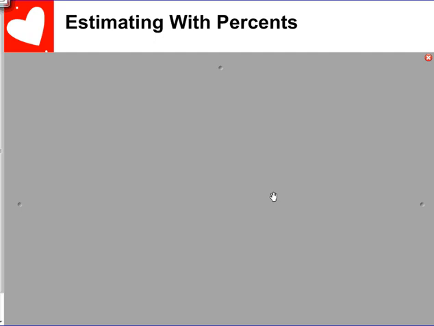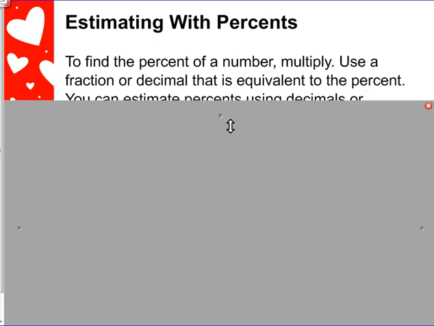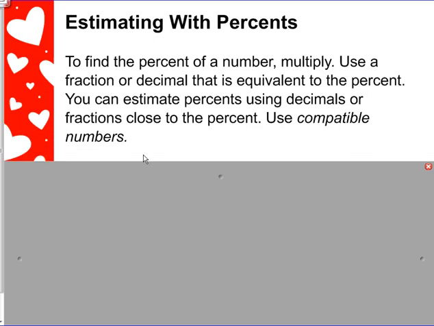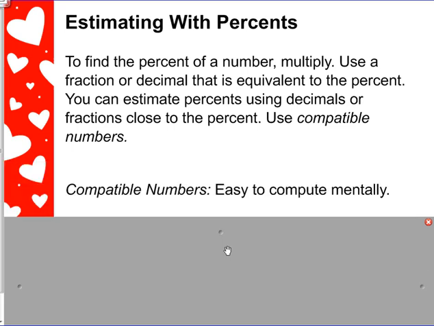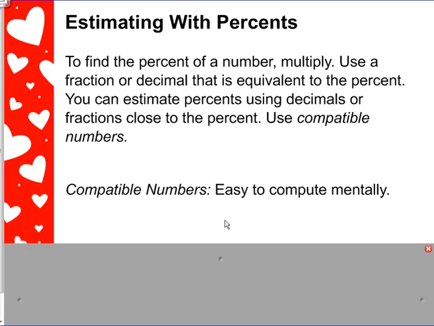All right, today we're going to be talking about estimating with percents. What I mean by estimating with percents is that in order to find the percent of a number, we need to multiply. You need to use a fraction or decimal that is equivalent to the percent. You can estimate percents using decimals or fractions close to the percent, using compatible numbers. What I mean by compatible numbers is they're easy to compute mentally.